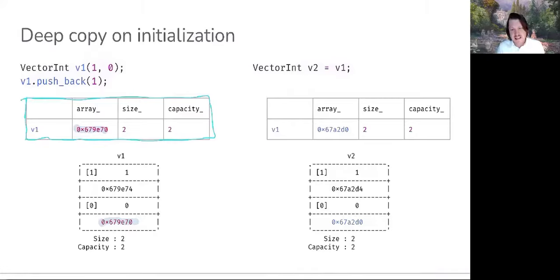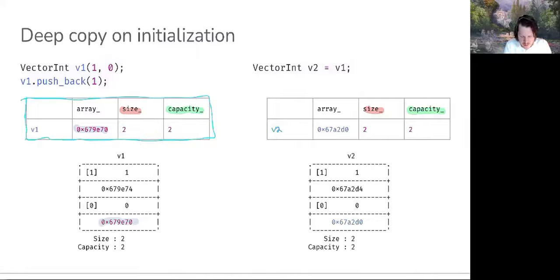Now in a deep copy, let's say we initialize v2 with v1. The end result is going to look like this. Notice here, and I guess I missed an update here. Sorry about this. This is actually v2. Hold on, let me make this look a little better. Okay, we have v2 here now, correctly shown as such. And notice that the capacity was copied over from v1's capacity. The size was copied over from v1's size.